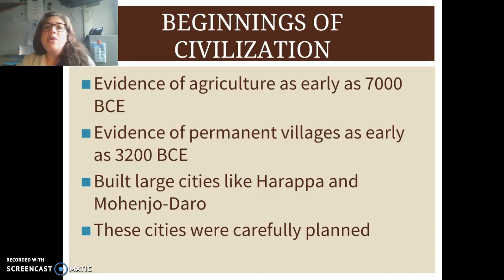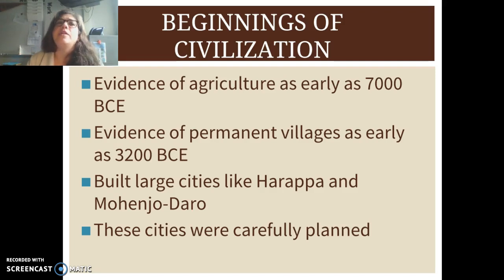We know that about 5,000 years ago, by 3200 BCE, there were permanent villages in the Indus River Valley, and that they started to build large cities. The two major cities that we have the remains of and know the most about are called Harappa and Mohenjo-Daro. Sometimes you hear the Indus River Valley civilization referred to as the Harappan civilization. They're the same thing. These cities were very carefully planned.